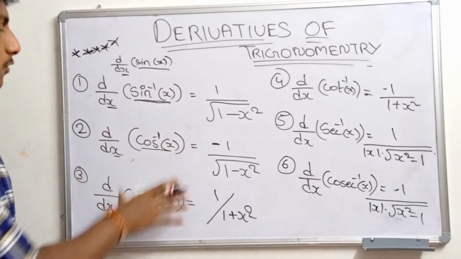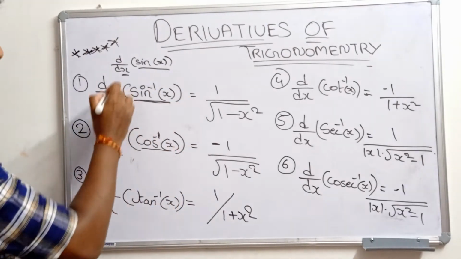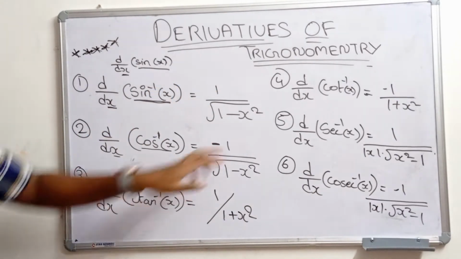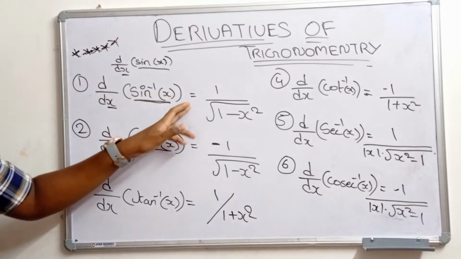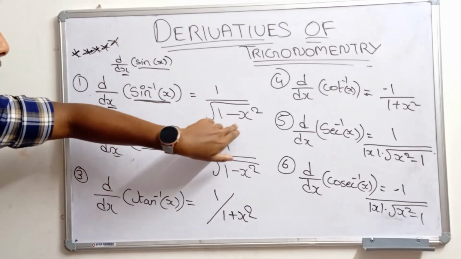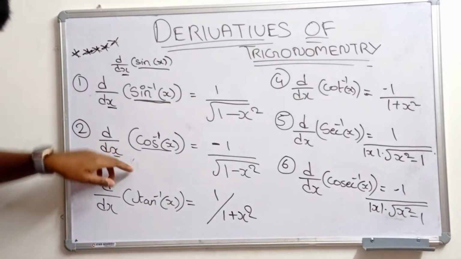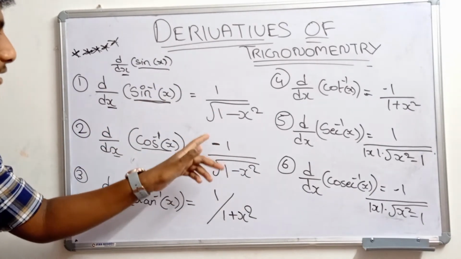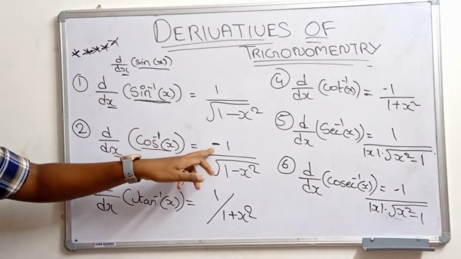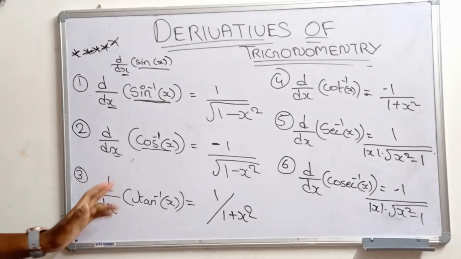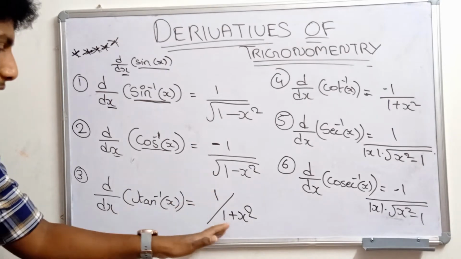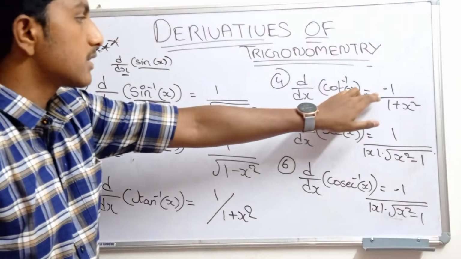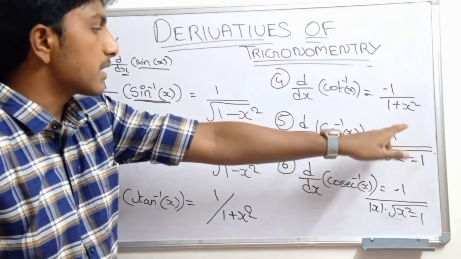Again, I'll explain these formulas from the beginning. Don't worry. D by dx of sin inverse x is equal to 1 by root over 1 minus x square. D by dx of cos inverse x: write the same formula and just change the sign. Here we are using plus, now write minus. D by dx of tan inverse x is 1 by 1 plus x square. For cot inverse x, just change the sign: minus 1 by 1 plus x square.